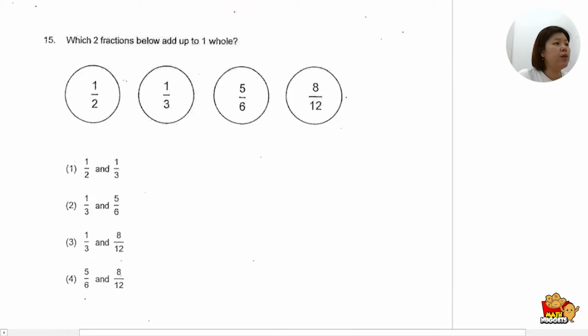Which fraction will add up to become a whole number? So we can change all to the same denominator, which is 12. So it will be 10 over 12.